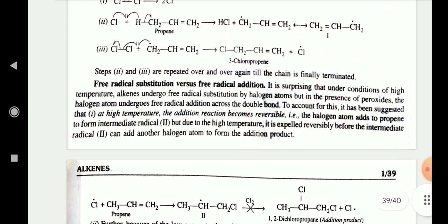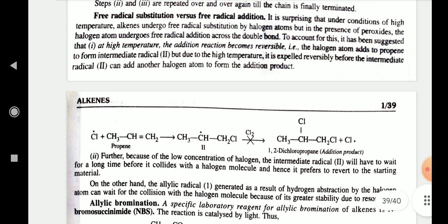Next is free radical substitution versus free radical addition. It is surprising that under conditions of high temperature, alkenes undergo free radical substitution by halogen atoms, but in the presence of peroxides, the halogen atoms undergo free radical addition across the double bond. To account for this, it has been suggested that at high temperature the addition reaction becomes reversible. That is, the halogen atom adds to propene to form an intermediate radical, but due to the high temperature it is expected to revert before the intermediate radical can add another halogen to form the addition product.